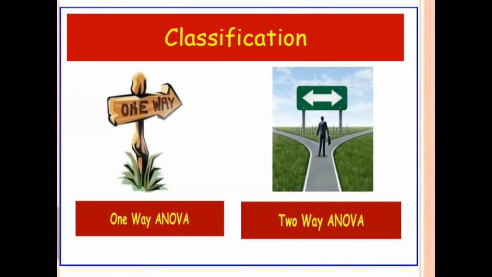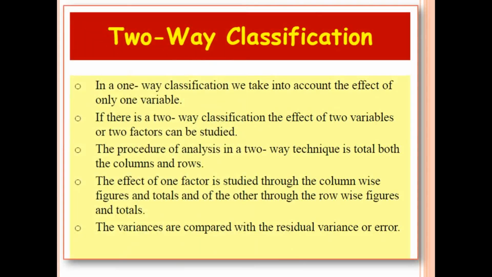So what is today's topic? Today's topic is classification of one-way and two-way analysis of variance. There are two types of classification. First, we see what one-way classification is.